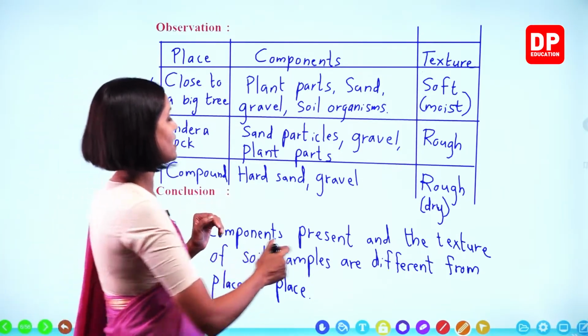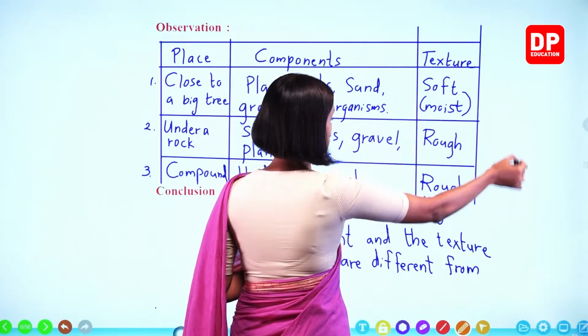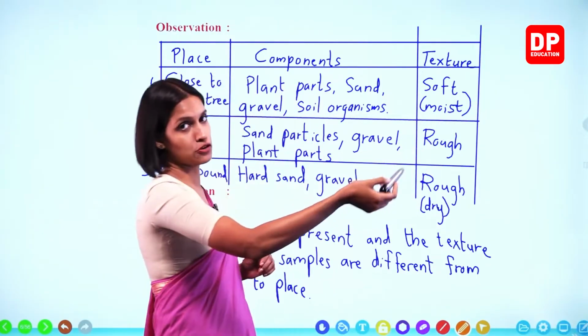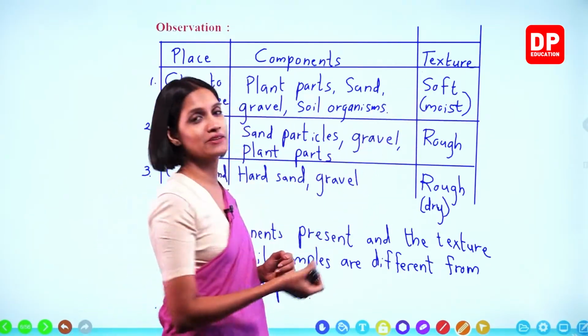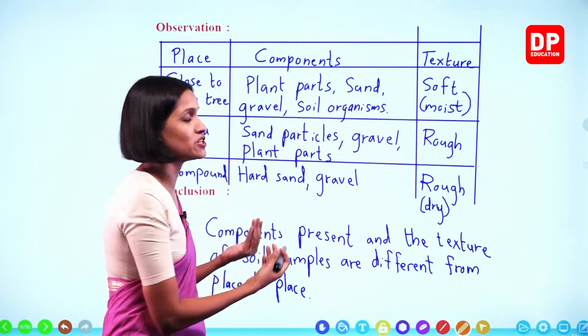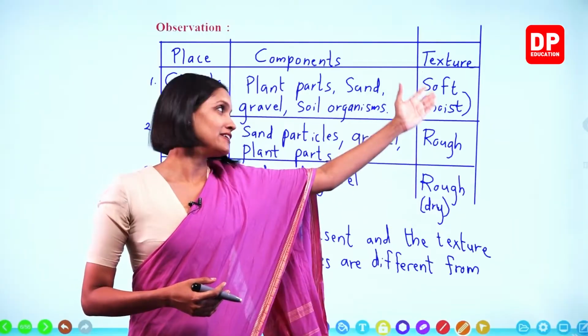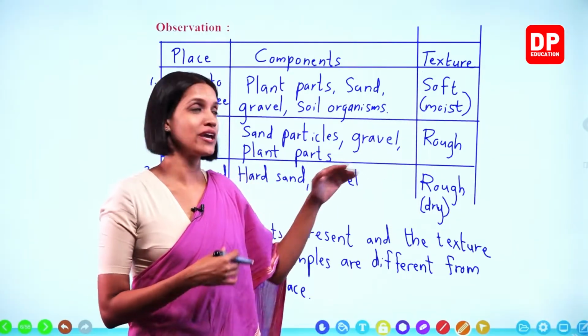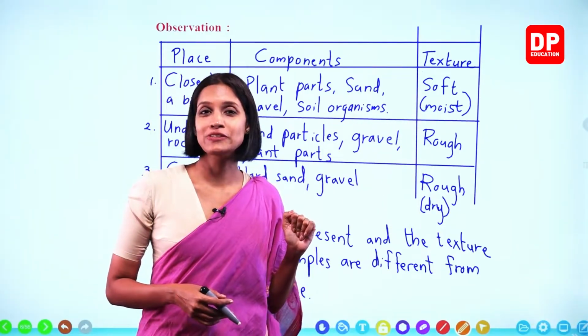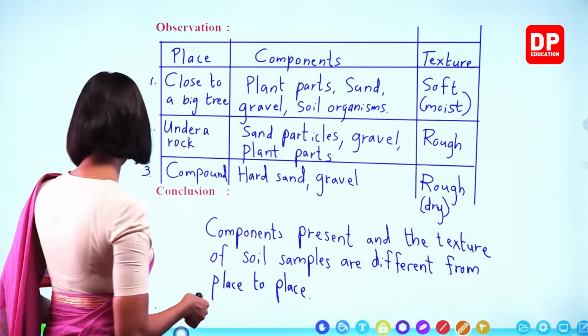So you can even add another, additional column, and you can write other information like the color of soil, okay, and any other information that you could find, you can include in the last column. Right children? We'll move on to the next.